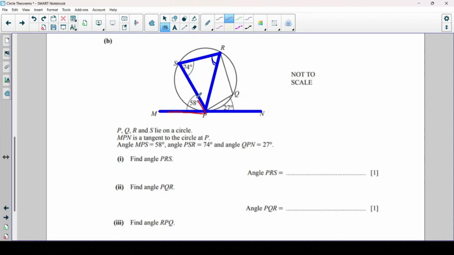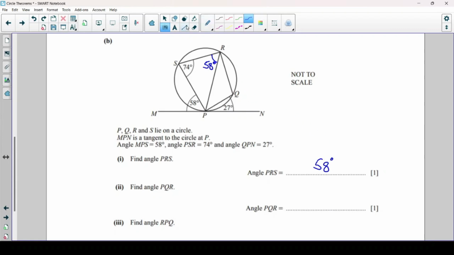And here's a kind of Z shape which is going to include that angle. So it's this one, 58 degrees, and this one up here. So PRS is going to be 58 degrees, same as that one down there. So let's get rid of those lines and write that in. 58 degrees.